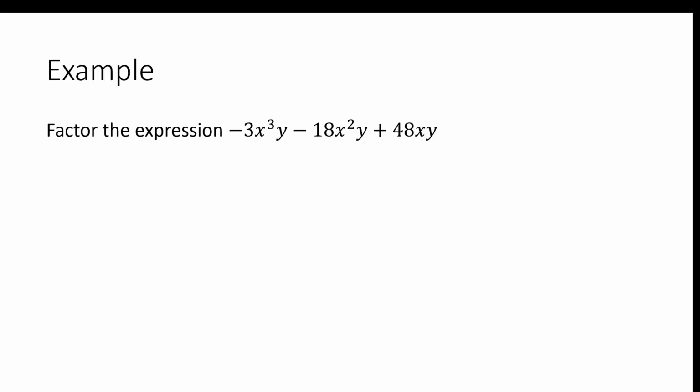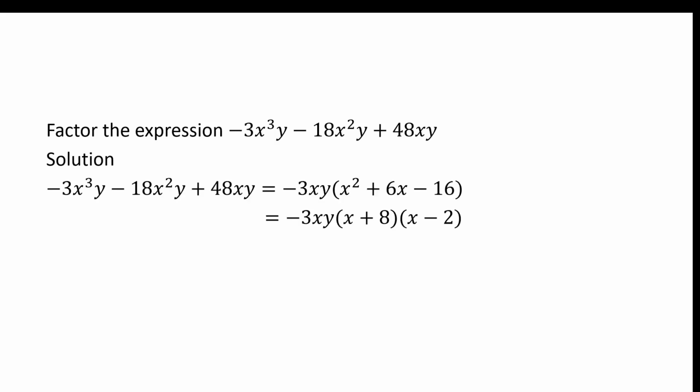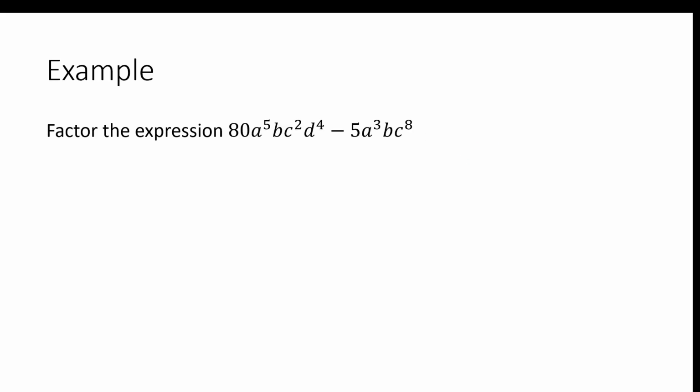So for instance, suppose you're given the expression shown there. What you can do is right away recognize an opportunity to factor out negative 3xy, leaving it with just x squared plus 6x minus 16. Two numbers that add to 6 but multiply to negative 16 are positive 8 and negative 2, and we can state as our final answer the expression shown.